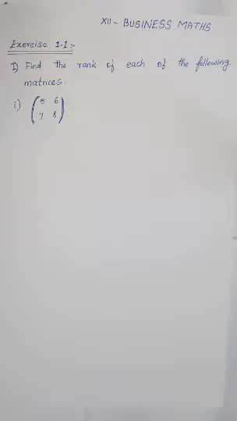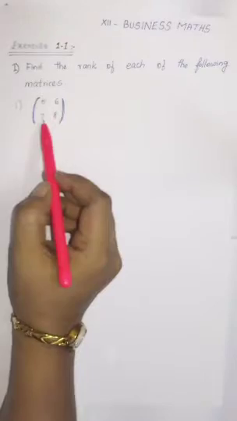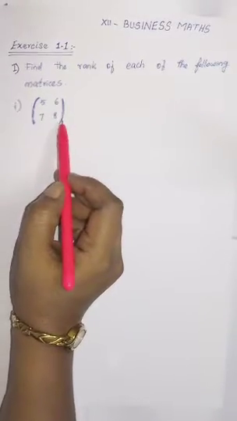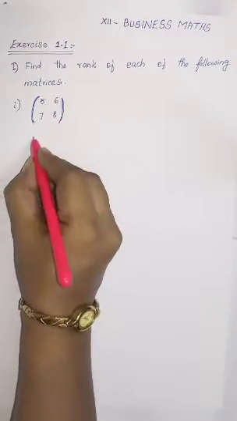12th standard business mathematics exercise 1.1. In that first subdivision, find the rank of each of the following matrices. First question, 5, 6, 7, 8, that is a 2 by 2 matrix is given. So first we'll have to write the order.